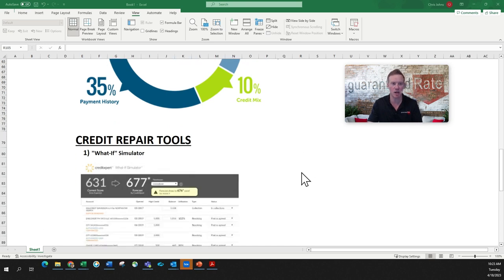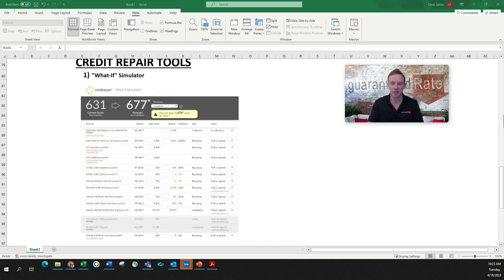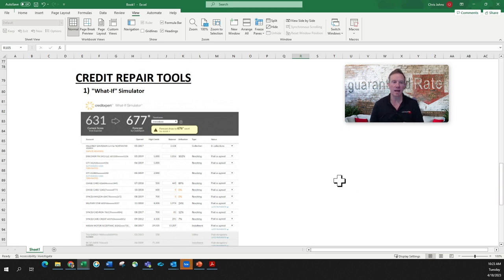And the last one I'm going to talk about are some tools that I have access to as a mortgage professional. One of them is called the What If Simulator. So these are credit tools that I can use for free, and I can pass on this information to you. The What If Simulator is where I pull your credit and then I load your credit into this tool, and it's going to put all of your different trade lines on the screen.